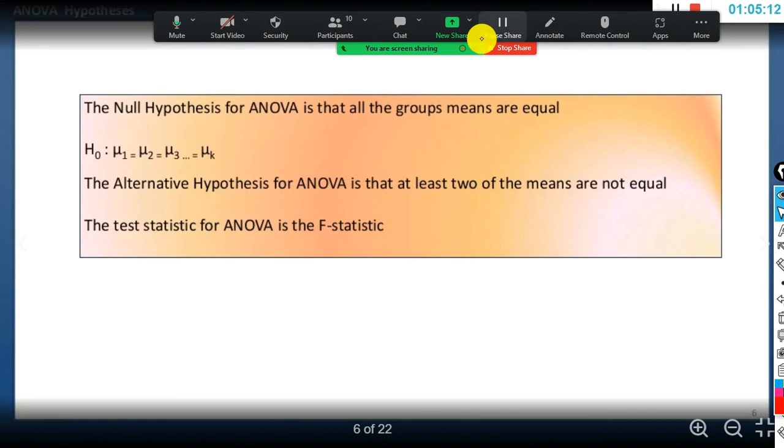Need not to be, okay. At least two of the means are not equal. For example, these two are same in the alternate hypothesis, but mu2 is not equal to mu3, right? In that case also, right? So we can use this one, okay, the alternate hypothesis. You can define it like this.